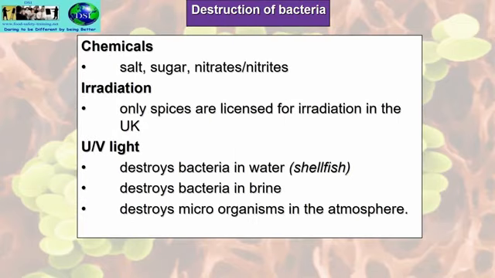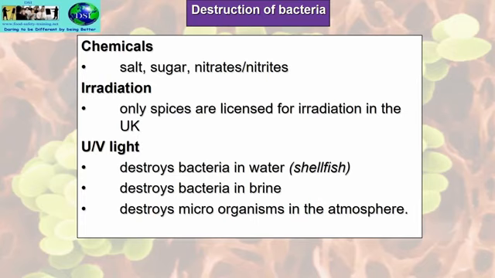We can use chemicals to kill bacteria. Salt, sugar, nitrates, nitrites, for example. What salt and sugar tend to do is draw moisture out of foods, so it makes it less desirable for pathogens to grow. And nitrates and nitrites actually act as preservatives, chemical preservatives, so the bacteria won't grow. Irradiation is a process which is used throughout several continents, but only spices are licensed for irradiation in the UK.